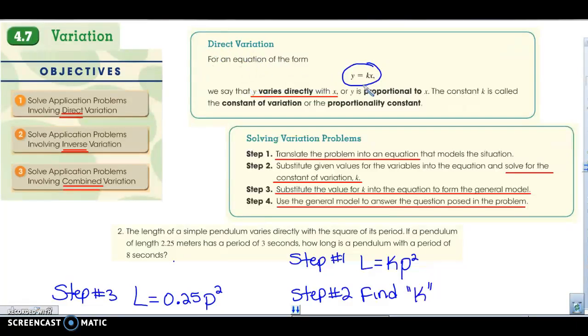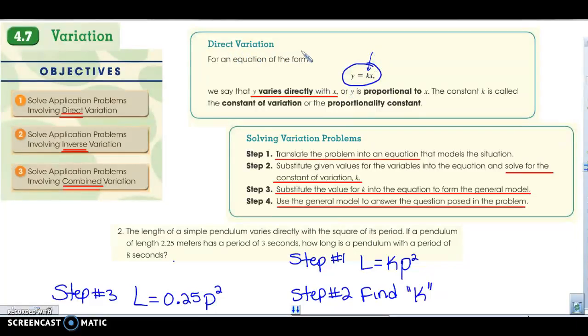For an equation of the form y equals kx, y varies directly with x is how we would read this. So when you see the word direct or direct variation in a word problem, I want you to keep in mind that you will be multiplying that variable x by k, and k stands for our constant of variation. It's giving us pretty much the rate at which these two variables x and y relate to one another. The proportionality constant is another name for it.